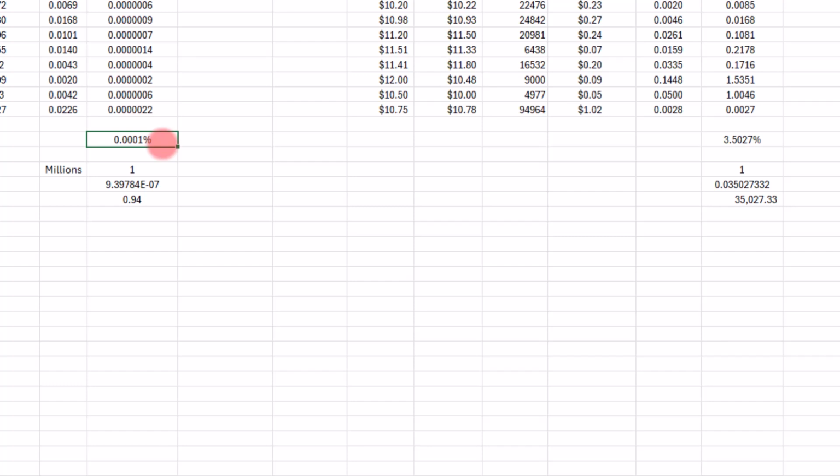0.0001% is the average. Now remember, we divided these numbers in millions. So each dollar volume here is really $1 million. So now if we take $1 million and we multiply by the average percent move, and look at this, we get 0.94. It's 94 cents.